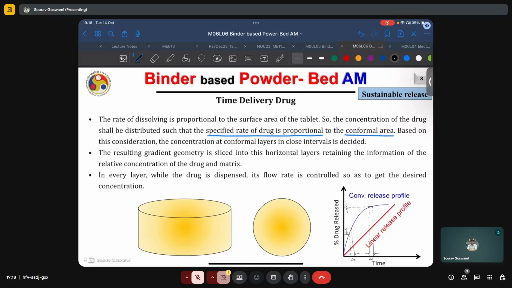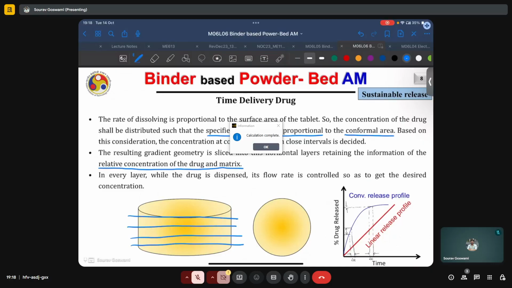This resulting gradient geometry is sliced into the horizontal layers, retaining the information of the relative concentration of the drug and the matrix. So after we come up with a variational concentration profile, we can program this into each layer. We can slice our tablet and then print it one layer at a time. In each layer, we will have some variation in concentration.